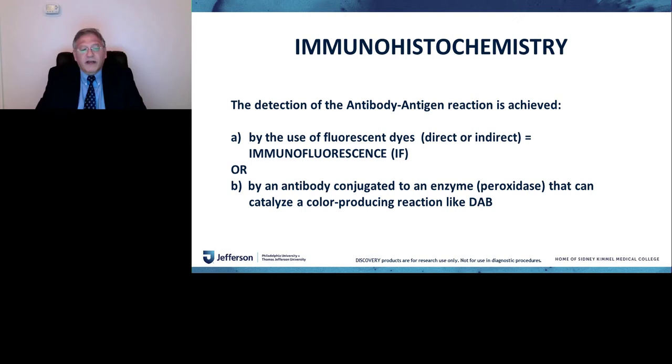The detection of the antibody-antigen reaction is achieved either by immunofluorescence, the use of fluorescent dye, or by an antibody conjugated to an enzyme that can catalyze a color-producing reaction, like in the case of DAB.